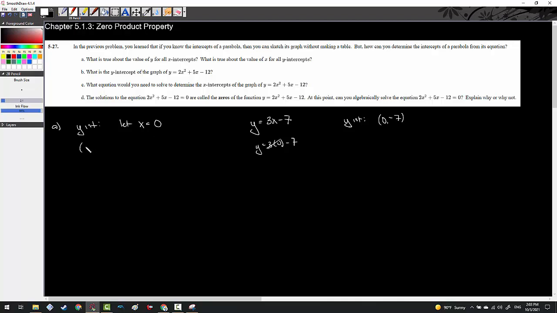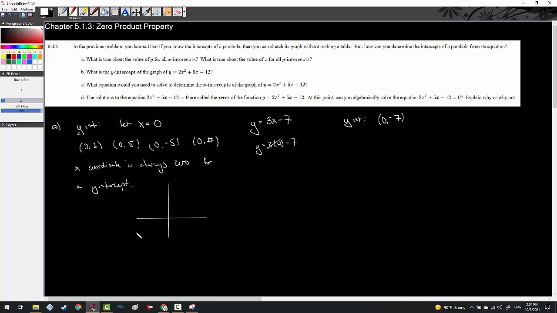And so I'll give a few examples. Like we would have 0, comma 3, 0, comma 5, 0, comma negative 5. And it's always 0, comma number, right? That's because the x-coordinate is always 0 for a y-intercept. And again, if I had to draw this graphically, some kind of intersection right there, that's 0, comma some number.